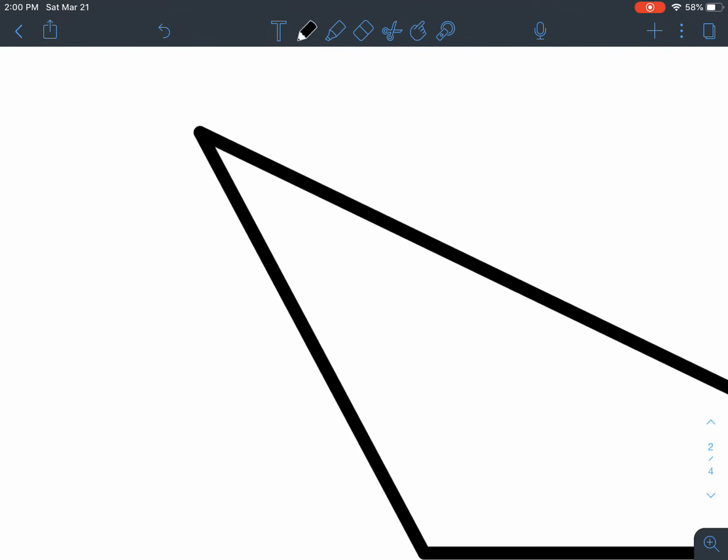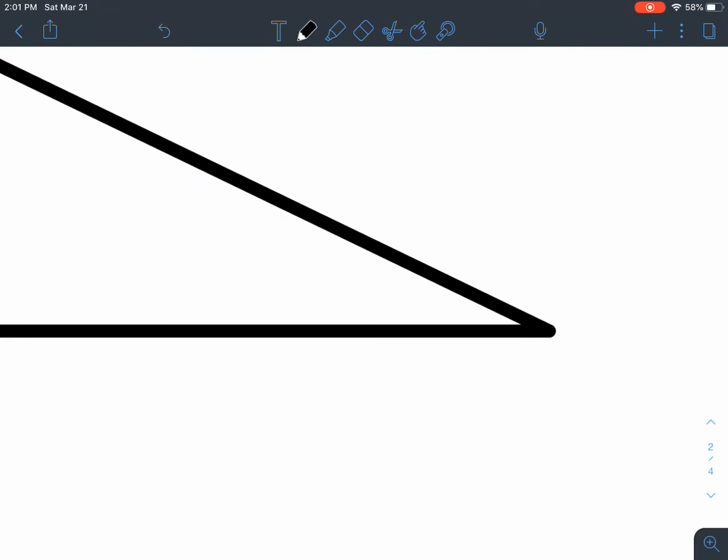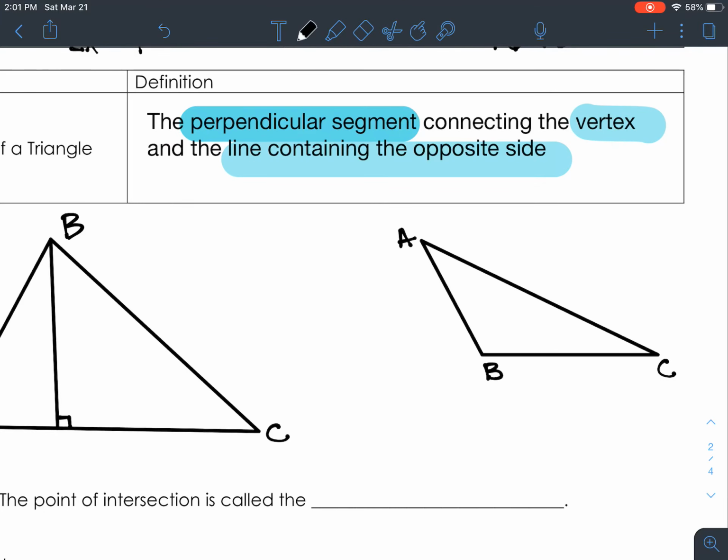So let's say, once again, that this is A, this is B, and this is C. And what if I wanted to draw the altitude coming down from A? The altitude, once again, has to be the perpendicular segment. But the issue with us drawing it to BC is that if we drew it to BC, none of these are going to be perpendicular, right? So that's why I really like this definition because definitions aren't just words slopped together. There's some significance behind it. So it's the line containing the opposite side.